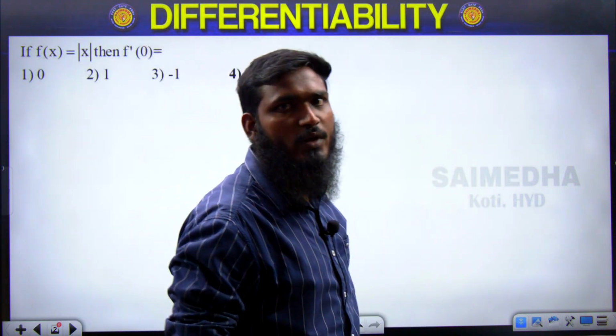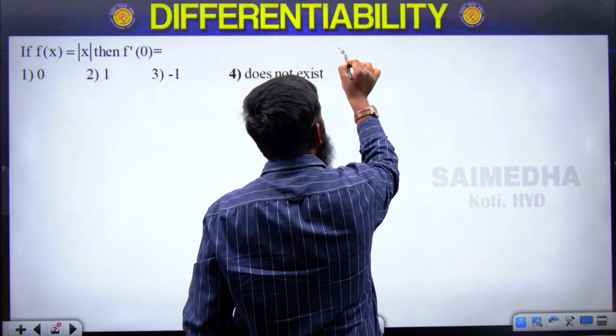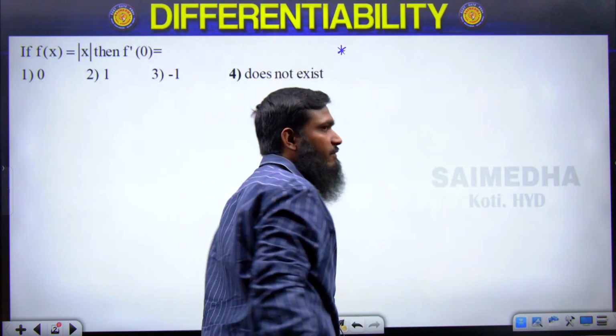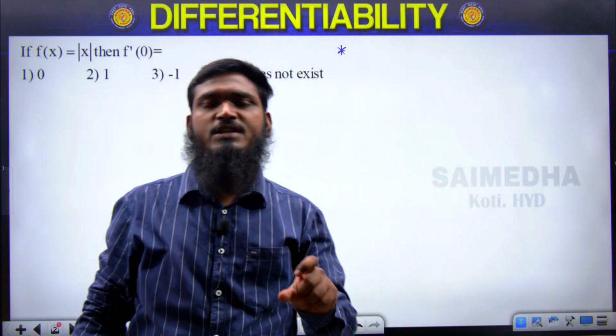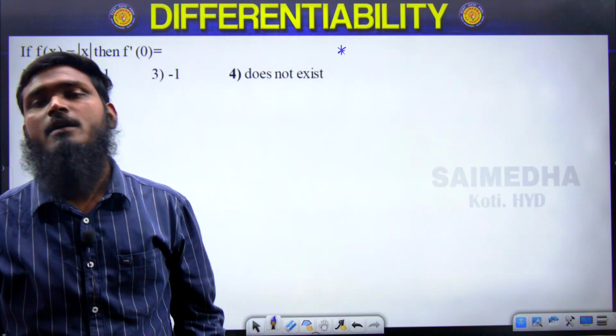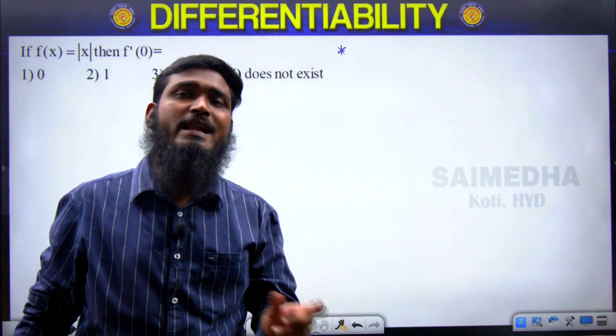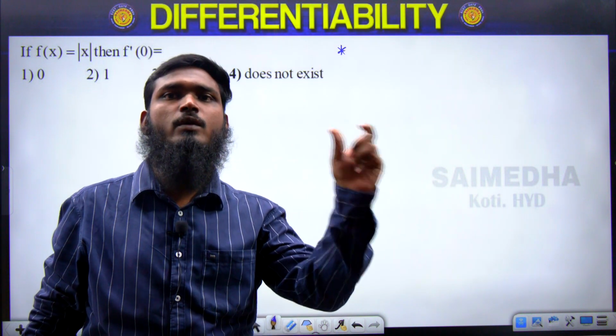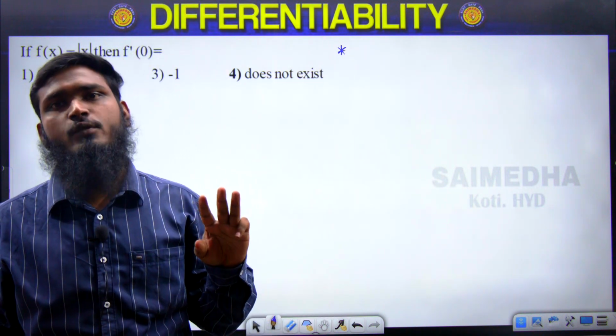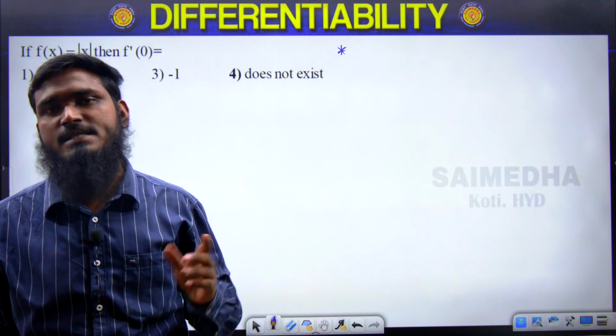Before starting that question, let us recall the conditions we have. For limits, the condition is LHL should be equal to RHL. For continuity, LHL equals RHL equals function value. If the three values are equal, then only we can call it continuous.